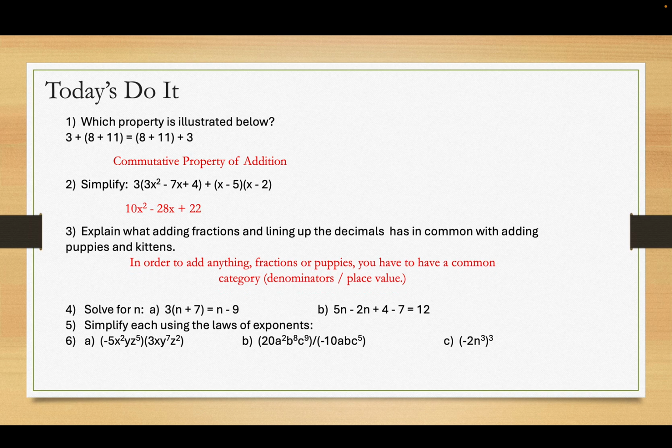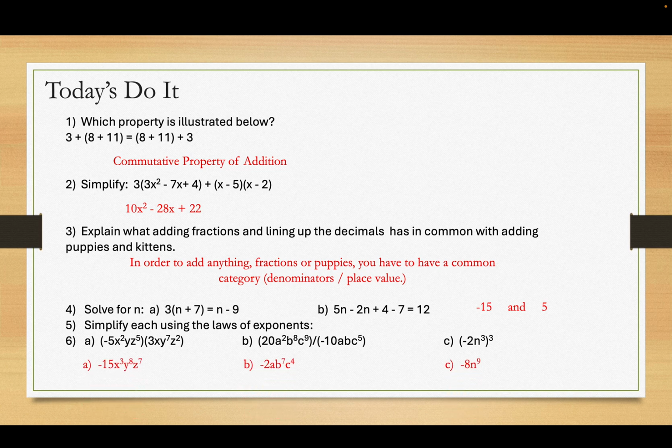Okay. Number 4, solve for n. This is new because we just started equations in our last week. Okay, for this one, negative 15. For letter B, the answer is 5. So on 4a, don't forget to distribute. You get 3n plus 21 equals n minus 9. Okay. And for letter B, you're going to get 3n, and then, because this is a same side, same operation situation, 3n minus 3 is 12, and that works out to be 5.